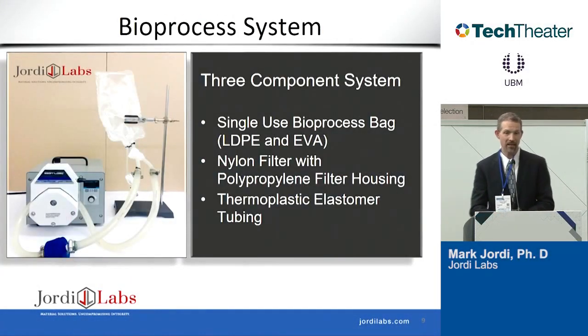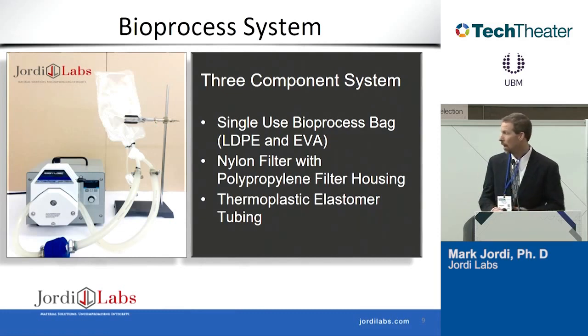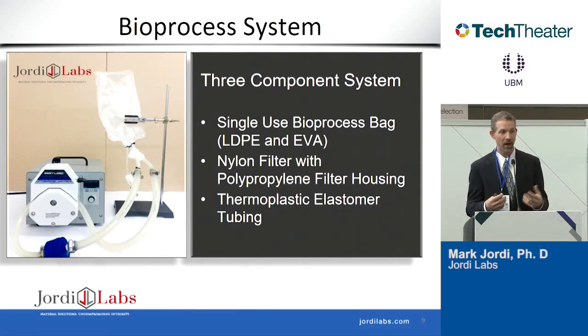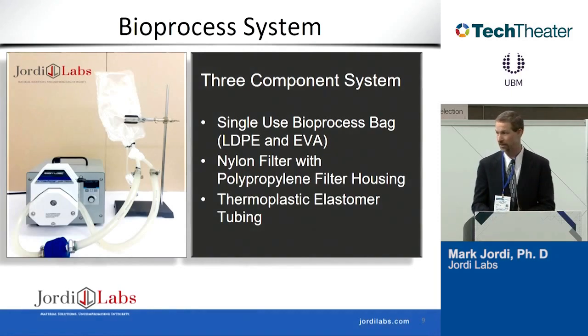As I mentioned, I'm going to walk you through this process in terms of a model study that we did on a bioprocess system. By way of introduction, this system consisted of three main components. It had a bioprocess bag. It also had tubing that's made of a thermoplastic elastomer, and then lastly there was a filter system. So it's those three components that make up our bioprocess system.